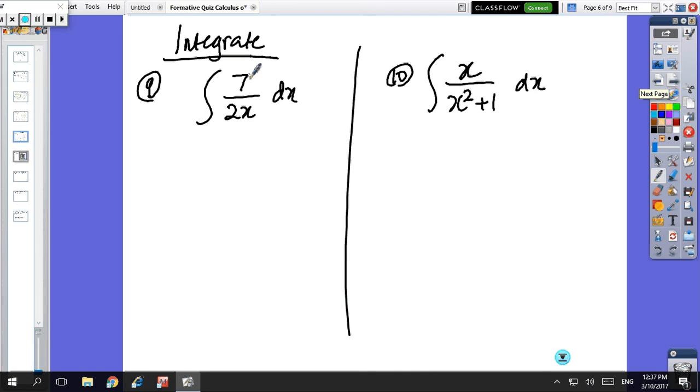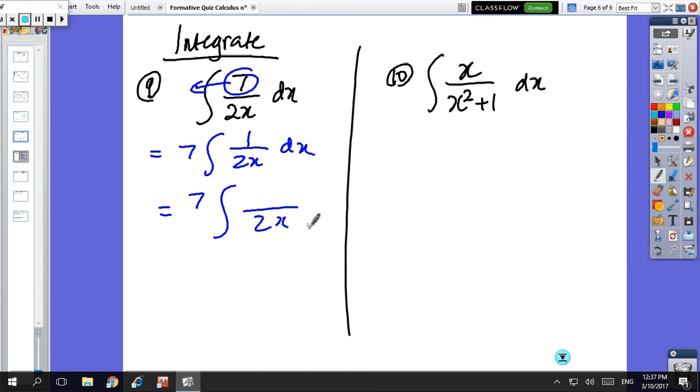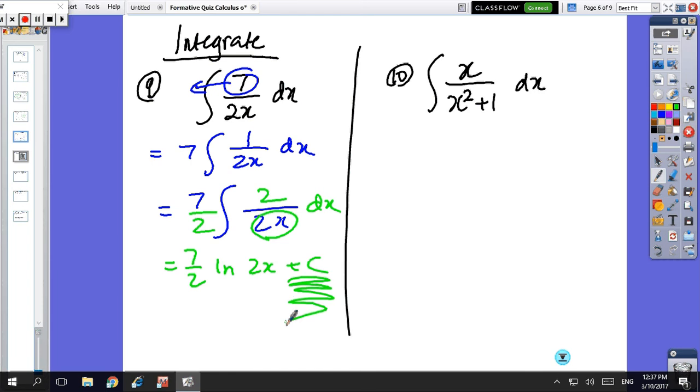Okay, so again, depending which way you want to do it, the first thing I'll do is take the 7 outside. And then we say, well, what number do we want on top? We want a 2, so we have to balance it with the 2 out the front. And so the answer is 7 over 2 log 2x plus c. Don't forget it's the plus c.